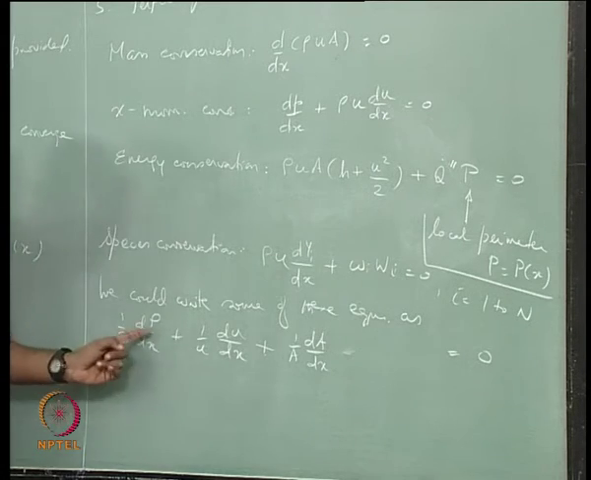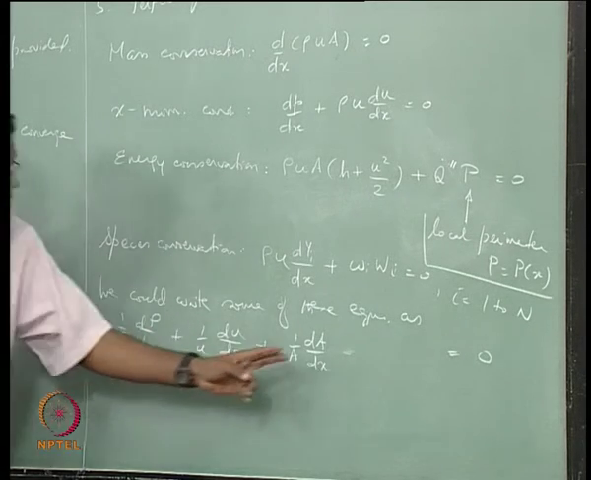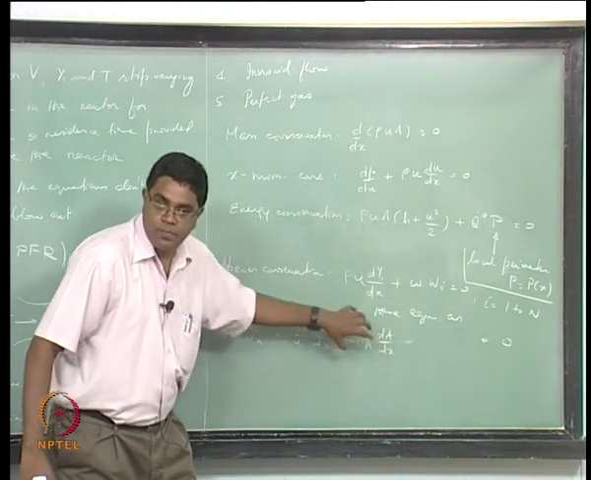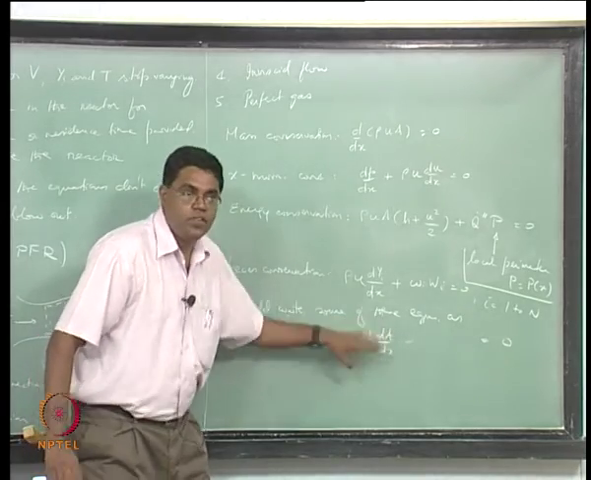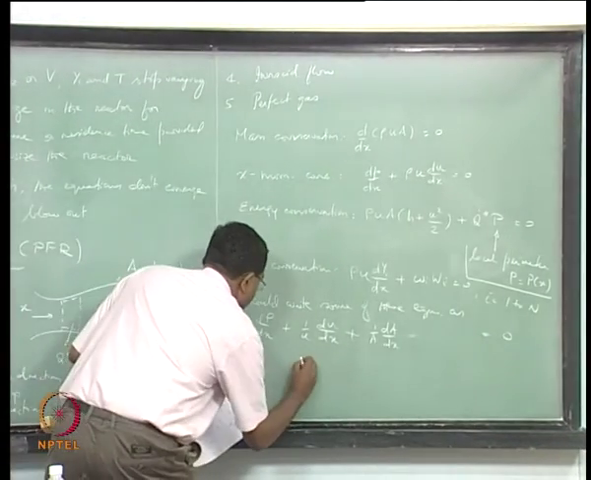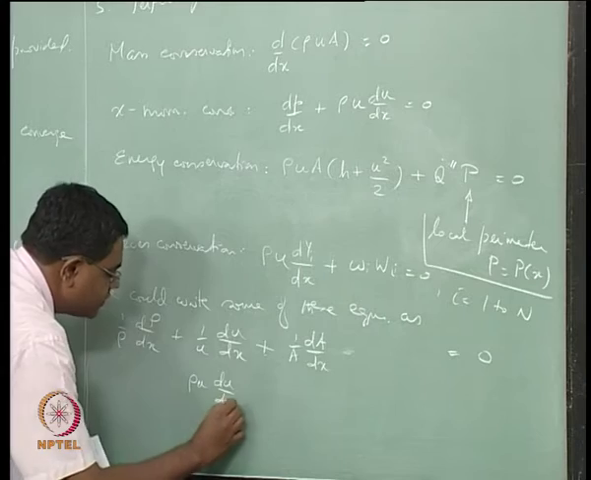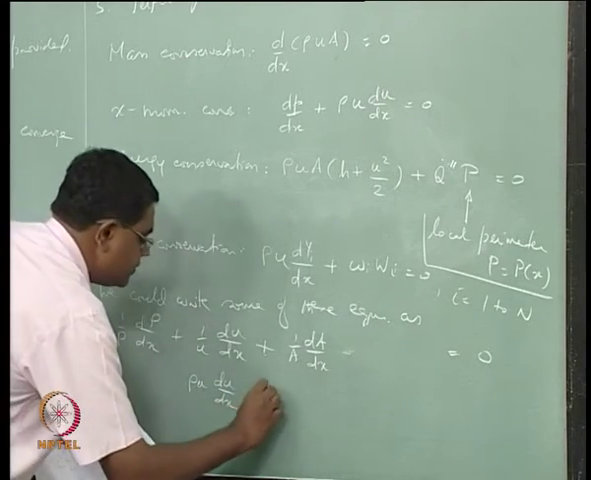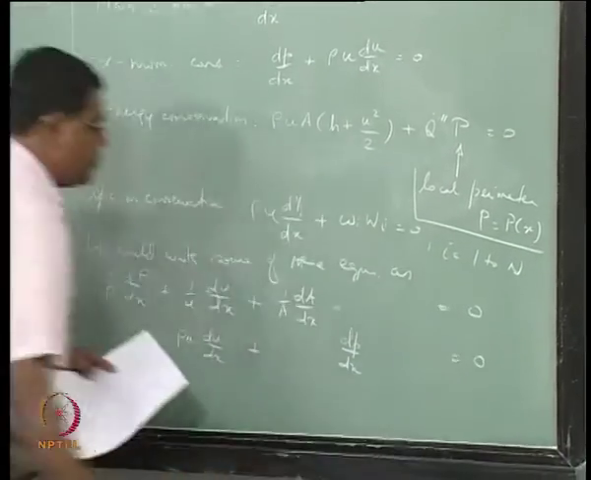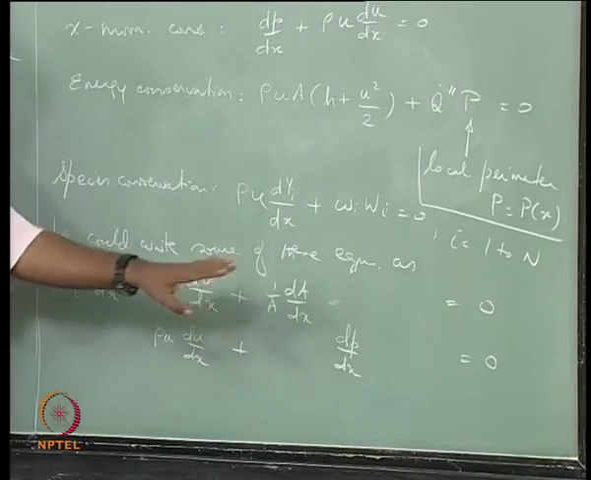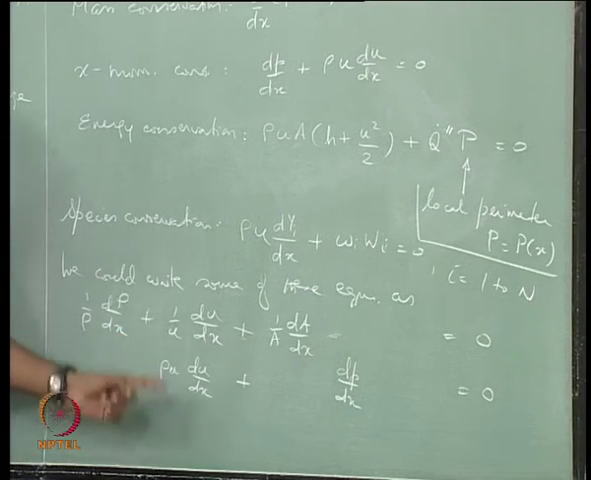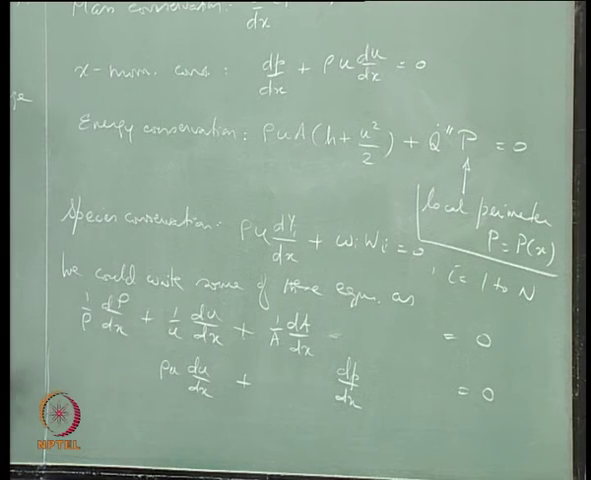I want to point out that rho and u are unknowns here, but A is not an unknown, it is given. So 1 over A dA over dx is like a source term. It is known to you, it is not an unknown. Then the next equation you can write as rho u du over dx plus dp over dx equal to 0. Why am I spacing things out? I am seeing if I can write all the derivatives one below the other, and I am going to now form a matrix.